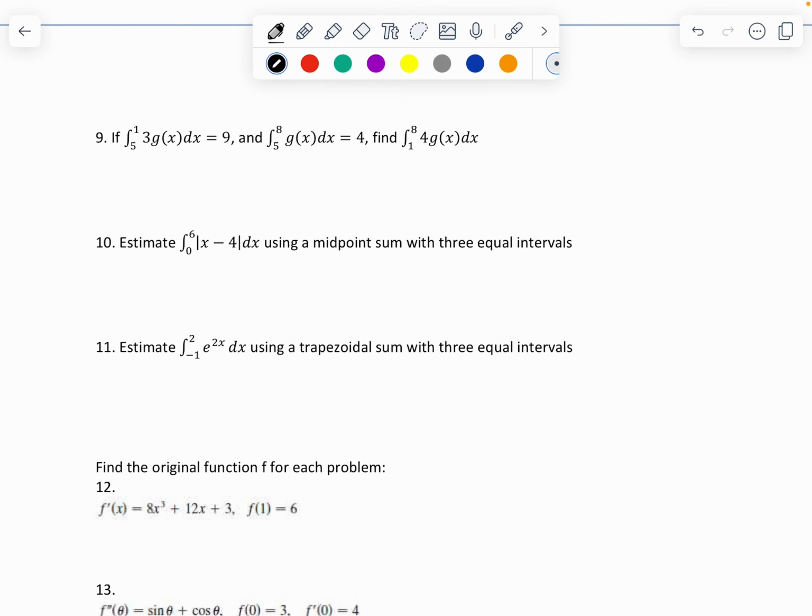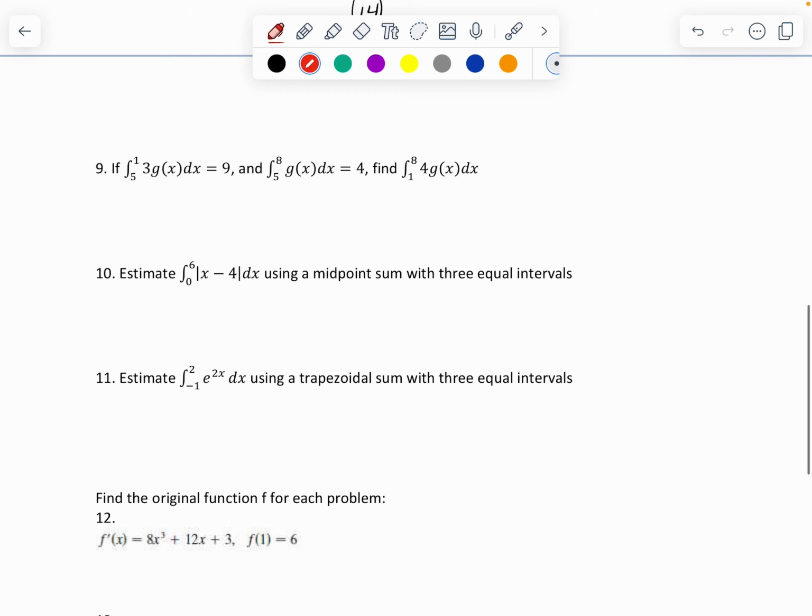Okay, number 9 is very similar to number 8. The question is, what is the integral from 1 to 8 of 4 times g of x? So I want the integral from 1 to 8 of 4 times g of x. Remember, one of those little rules we had is that if you have a constant, you can pull it out of the integral. So this is really 4 times the integral from 1 to 8 of g of x. If I can find the integral from 1 to 8 of g of x, then I just have to multiply by 4 and be done.